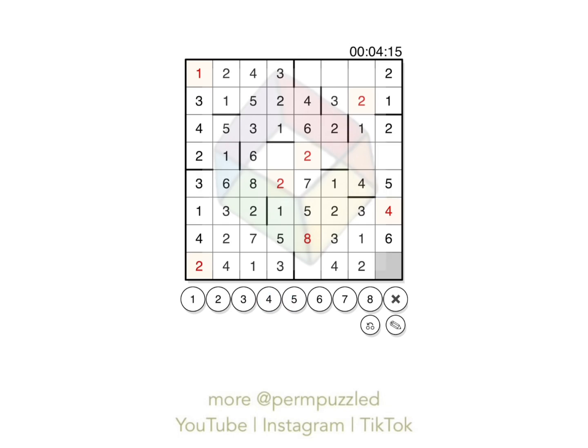These need 1 and 3. Let's see. 1, 3. 1, 4. 3, 5. Oh, this one's done. So there we go. And that's a 1. And that's a 5. And that's a 3. That's a 1. And that's a 3. Makes that a 1. And that a 4.